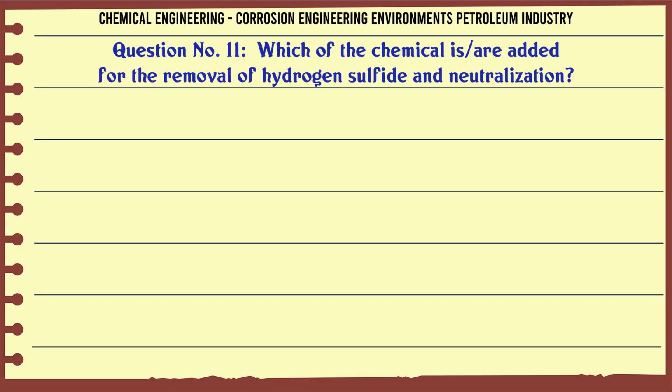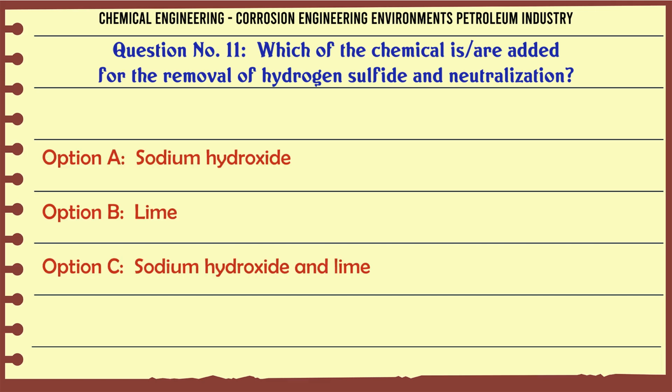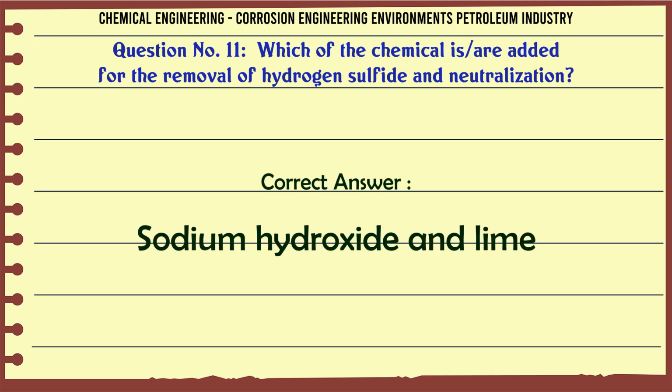Which of the chemical are added for the removal of hydrogen sulfide and neutralization? A. Sodium hydroxide. B. Lime. C. Sodium hydroxide and lime. D. Naphthenic acid. The correct answer is sodium hydroxide and lime.